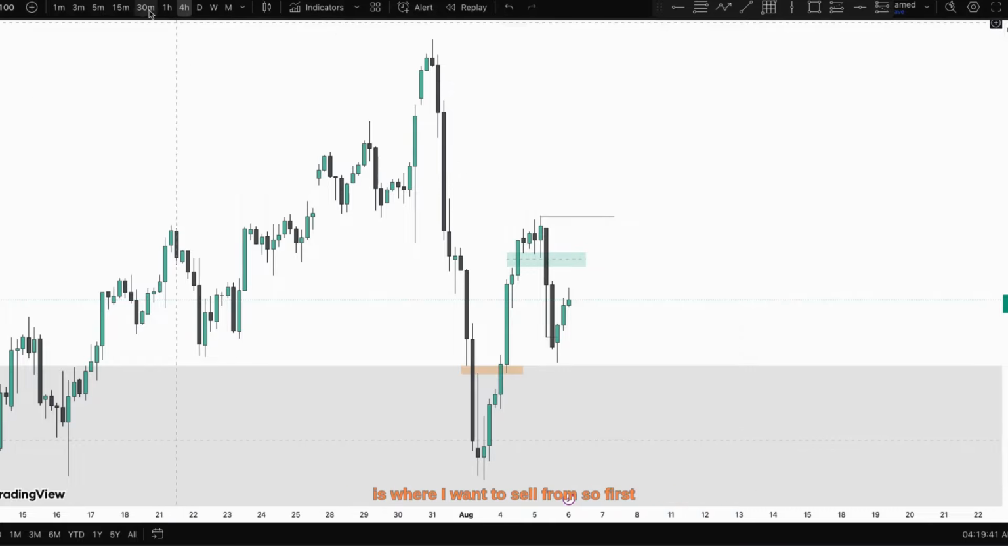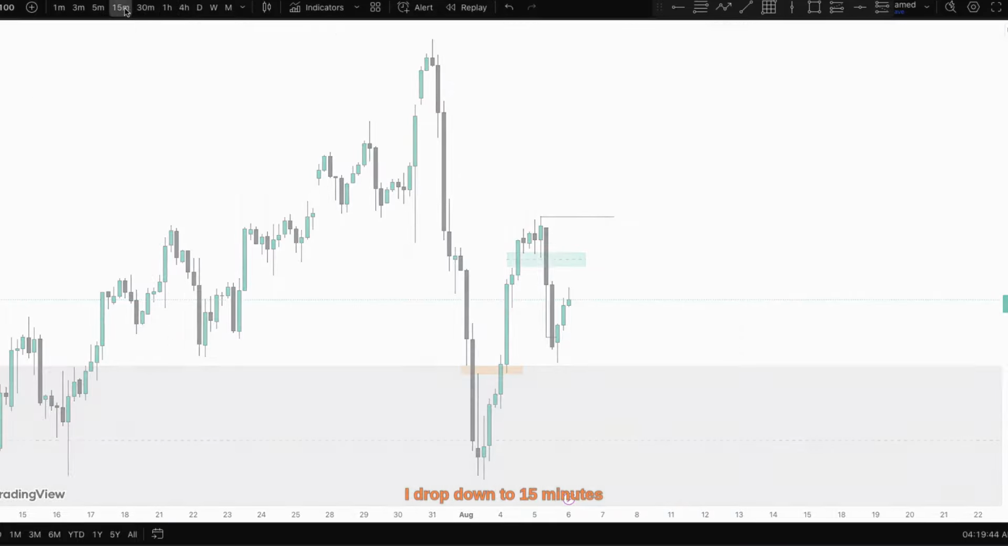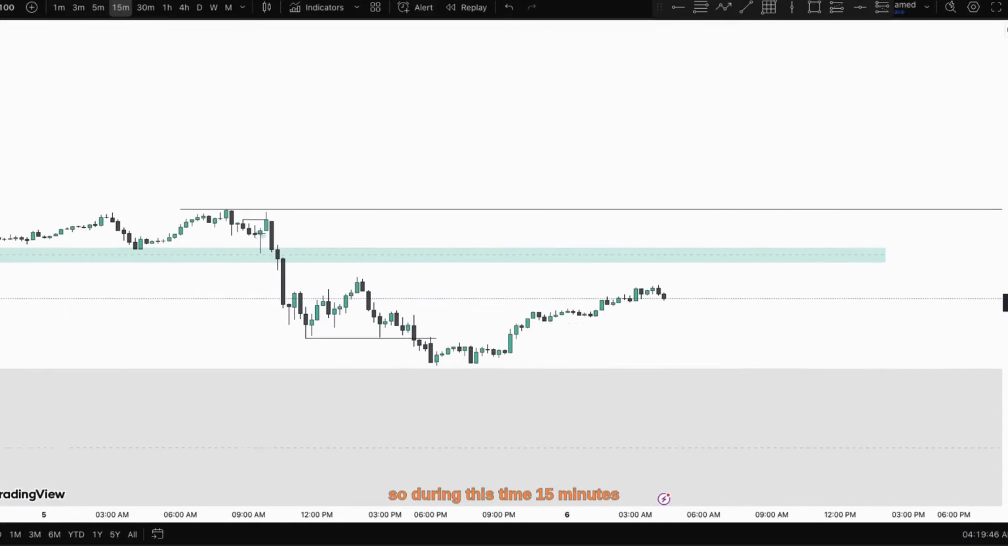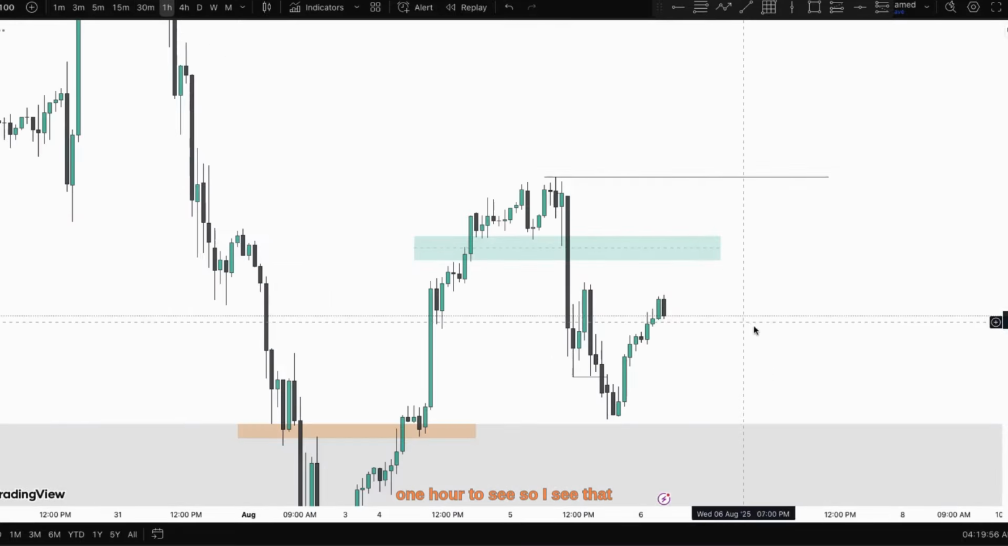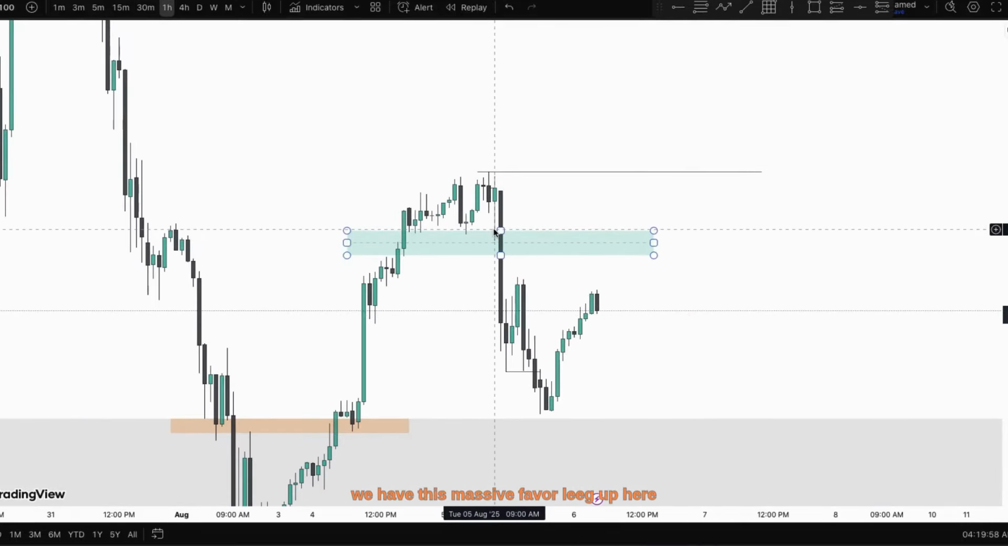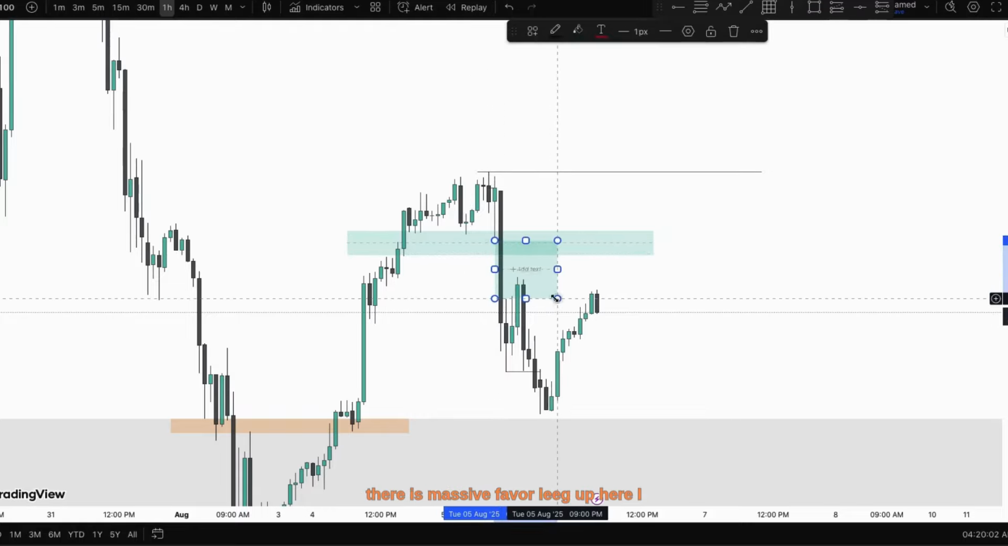So first, I drop down to 15 minutes. During this time, 15 minutes has already done its job. There were some sells from here. Did it sell? Then I went down to 1 hour to see. So I see that we have this massive fair value gap here. It was during PM session, right?